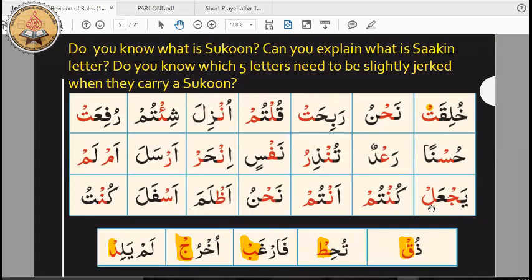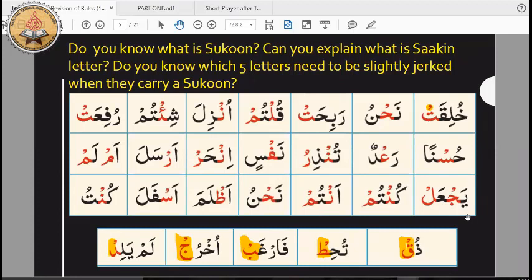Yaj'al. One more time. Yaj'al. Excellent. Well done. Yaj'al. Can you say that again? Yaj'al. Well done. Over here, try to pronounce that ayn sound. So, yaj'al. Well done. Now, can you tell me which of these letters are the second letters?